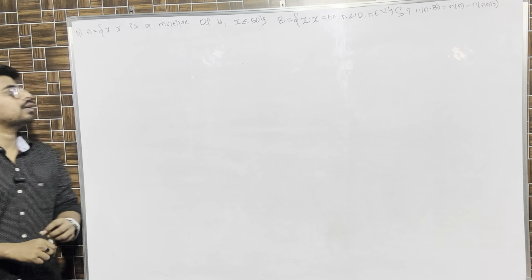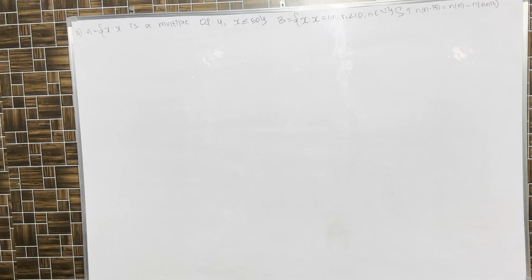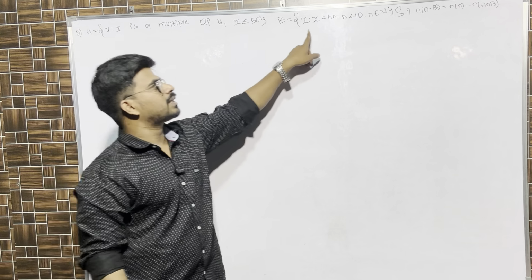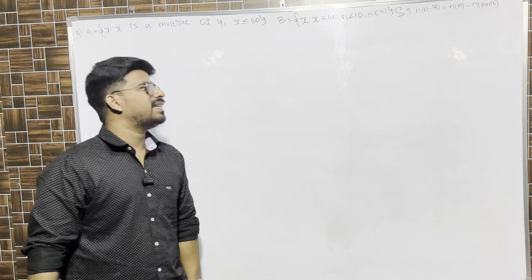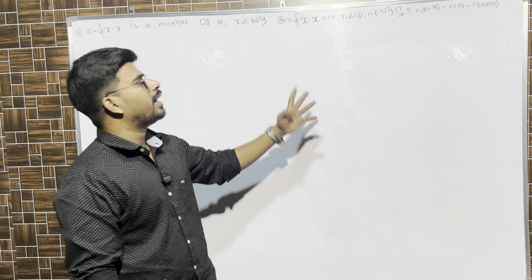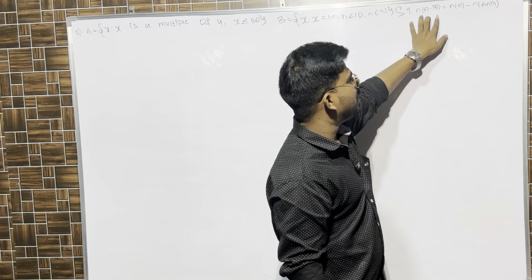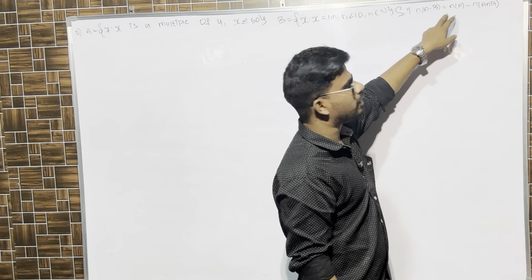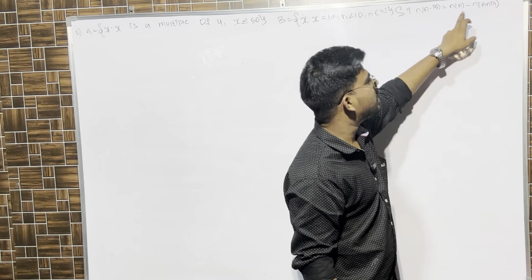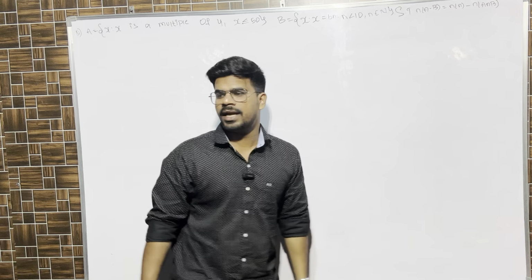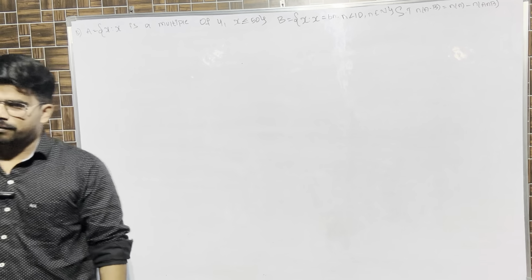In the next question, A is a set wherein x is a variable such that x is a multiple of 4 and is less than or equal to 50. B is a set wherein x is equal to 6n, n is less than 10 and n belongs to natural numbers. We have to show that n of A minus B, the number of terms in A minus B, is equal to n of A minus n of A intersection B.